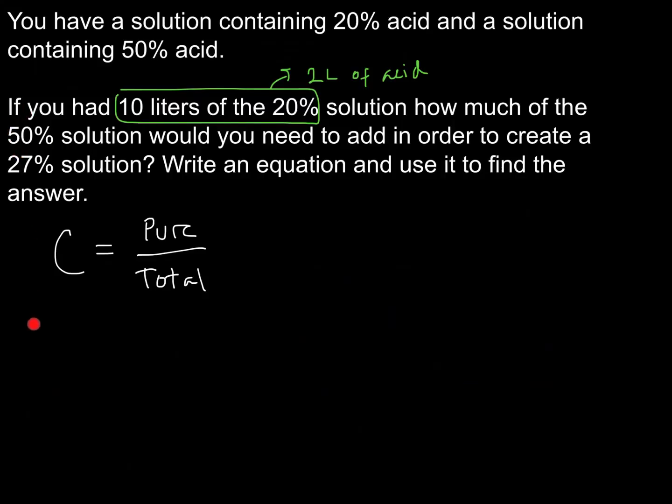So remember that nothing changes about how you calculate concentration. It's the amount of pure that you have divided by the total. And so I encourage you to think about, okay, what's your initial situation? Well, you have 2 liters of pure and 10 liters of total, and then what are you adding to it? And you think very carefully about how you'd represent it, and go from there.